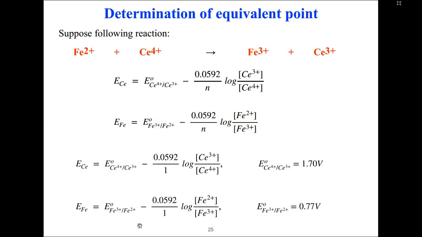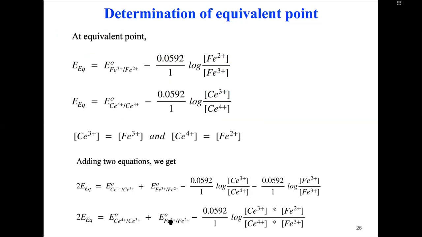So we get the Nernst equation and substitute the value of n. And at the equivalent point, what happens? At the equivalent point, you need to know that the potential is E_eq for both cerium and iron. So they have the same potential. Okay, the reduction potential is the same. The standard reduction potentials are different, however those are constant values. And also at the equivalent point, like I stated earlier, the concentration of cerium 3 plus is equal to the concentration of iron 3 plus. These are from the product side. The concentrations on the product side are equal, and the concentrations on the reactant side are also equal, right? That is when the equivalent point is obtained.